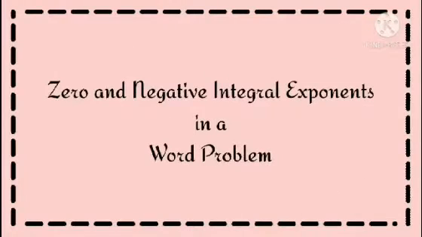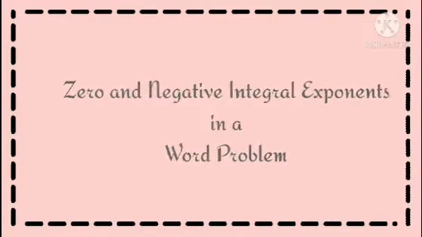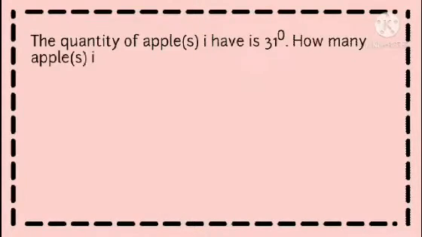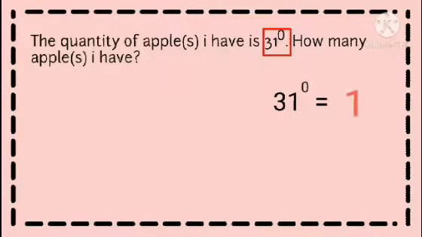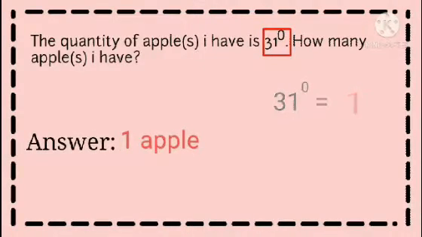For more understanding, let us apply zero and negative integral exponents in a word problem. The quantity of apples I have is 31 raised to 0. How many apples do I have? By applying the rule of zero exponent, any number excluding 0 with an exponent of 0 is equal to 1. So, 31 raised to 0 is equal to 1, and the answer will be 1 apple. And that's the final answer. She or he has 1 apple.